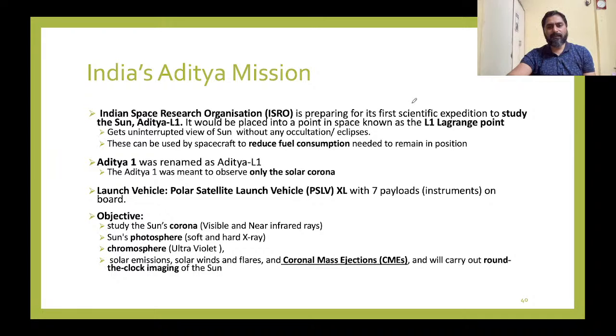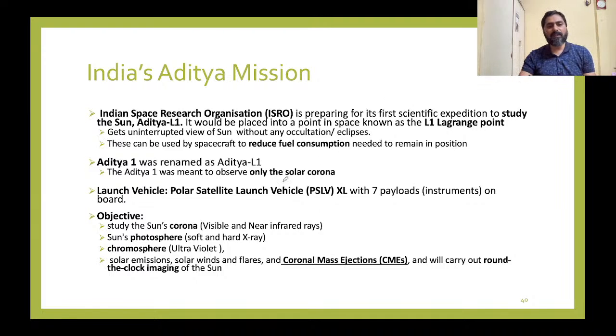Now, the Aditya L1 mission will be India's first mission to the Sun. We'll be sending it to the L1 point. Why are we sending it to the L1 point? Because it can observe the Sun and get a clear picture of the Sun without any eclipses. And because it is at L1, we'll need to spend less fuel to stay there. And what will be the launch vehicle? We'll be using the Polar Satellite Launch Vehicle.